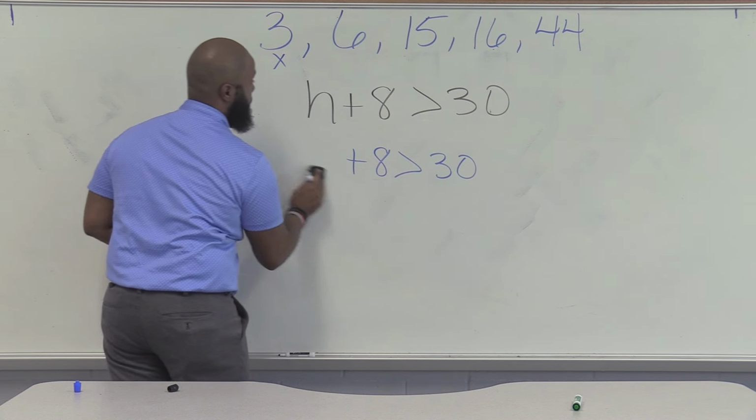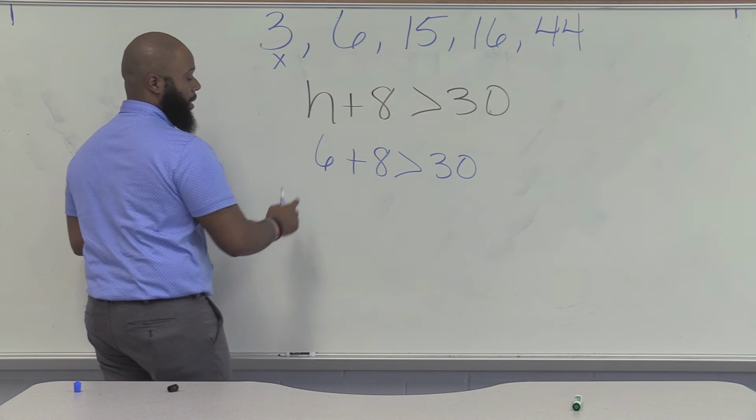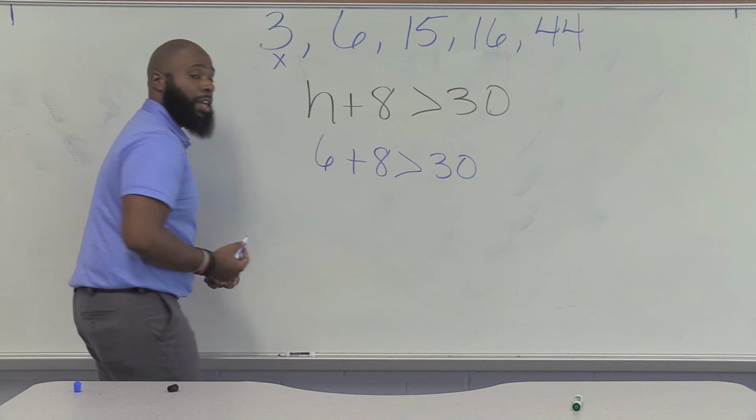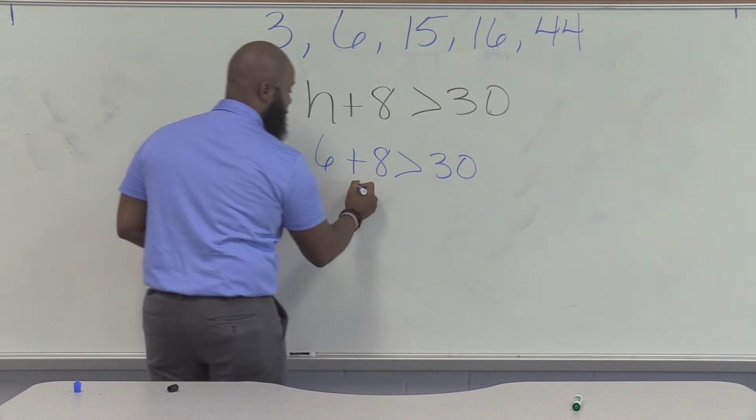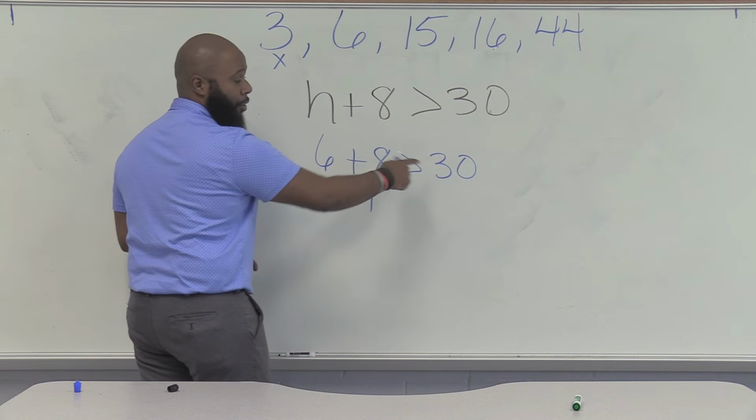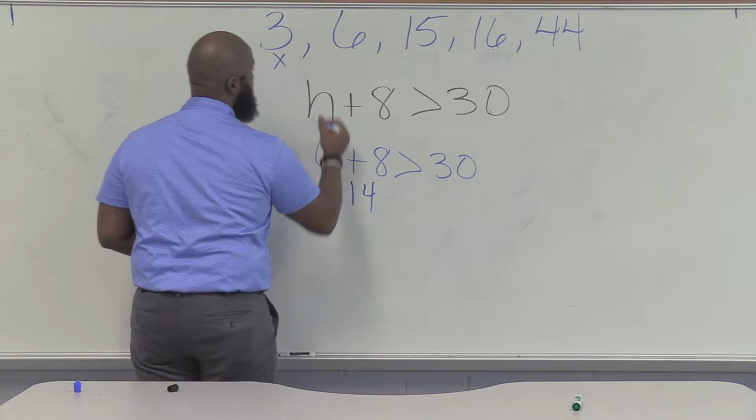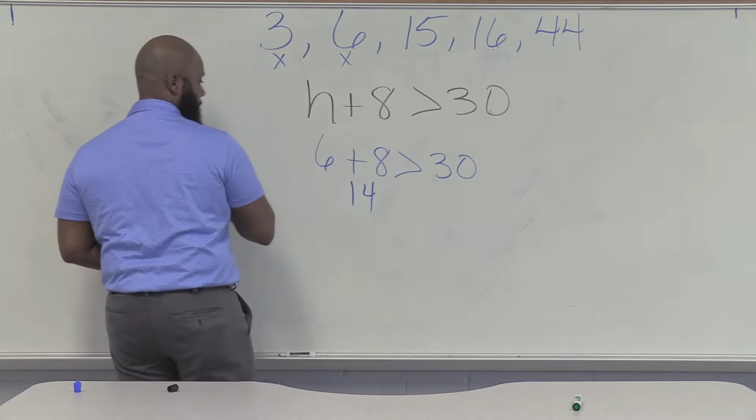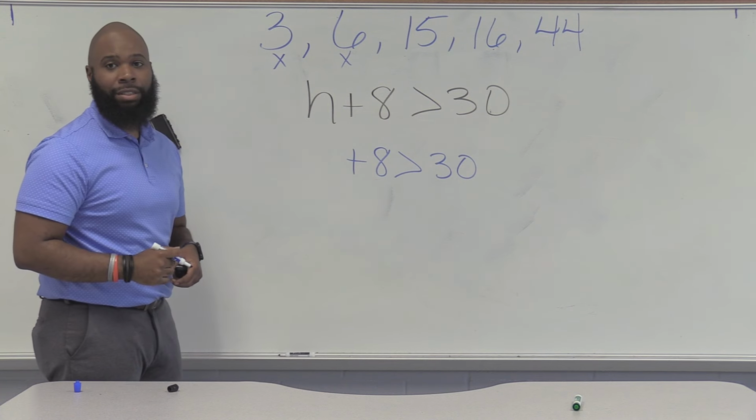Now I'm going to substitute 6 for h. 6 plus 8 is greater than 30. Well, what's 6 plus 8? 14. Is 14 greater than 30? No, so 6 can't be it. Let's keep substituting. Let's hang in there until we find our solution.